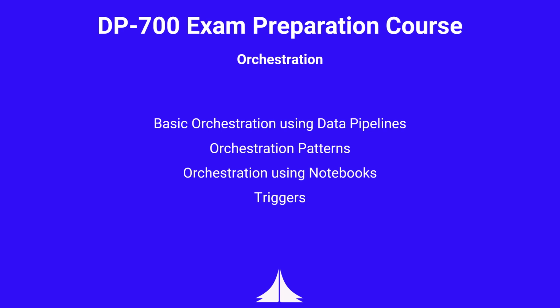Now there's a few different item types that we can use for orchestration in Fabric. The main one is going to be data pipelines. Hopefully you're familiar with data pipelines. So we're going to be going through data pipelines and how they can be used for orchestration.